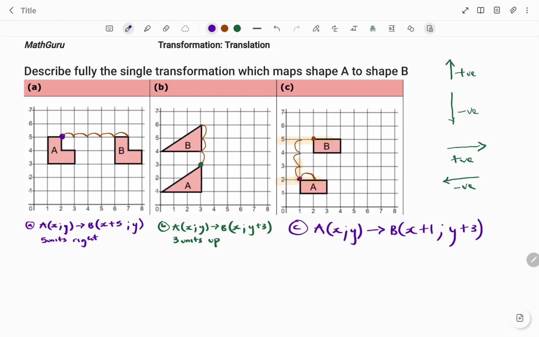So if I'm to describe that, I have it has moved 1 unit right and 3 units up.